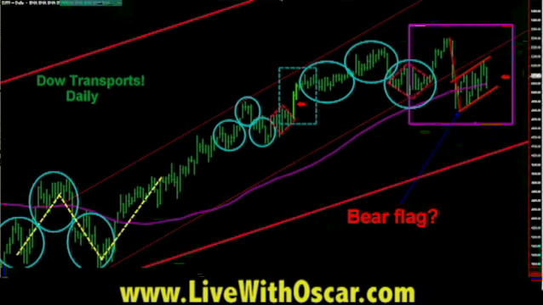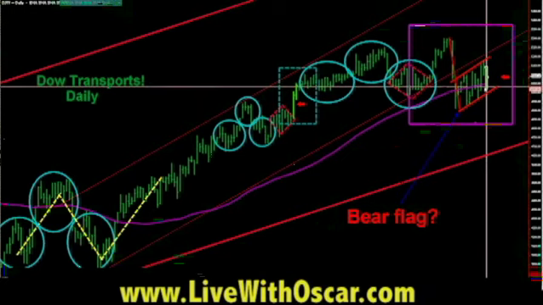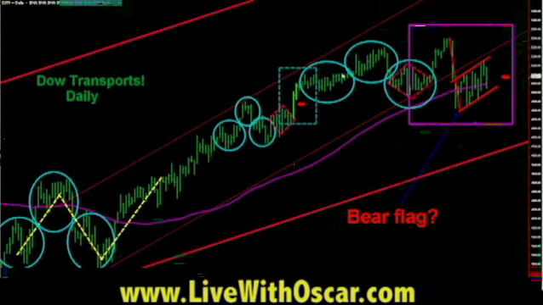What we are looking at is a bear flag. We are still inside of the bear flag, and the OMNI average is near the bottom of it. And we have not taken out this flag yet. It hasn't happened.